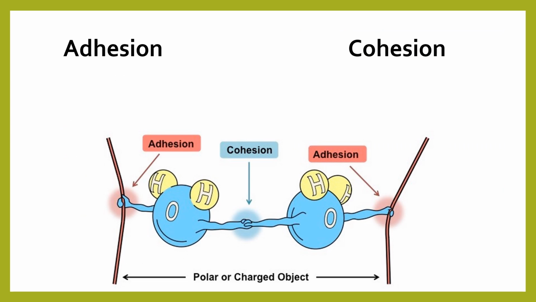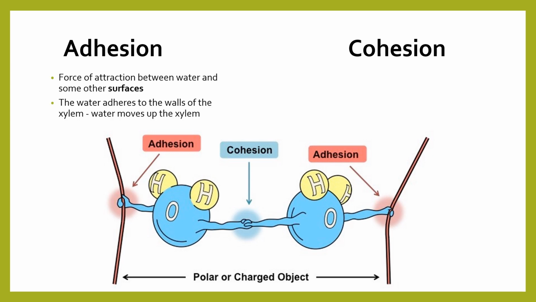So what are these forces that move or transport water from the roots to the leaves? Well, adhesion, right, is the force of attraction between water and other surfaces. So we've got the water molecule being attracted or adhering to the xylem walls. And as the water is attracted to the xylem walls, it kind of pulls it up.